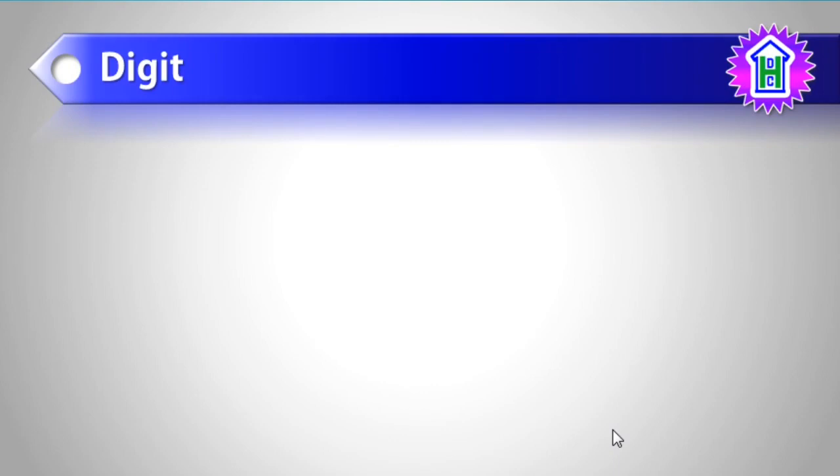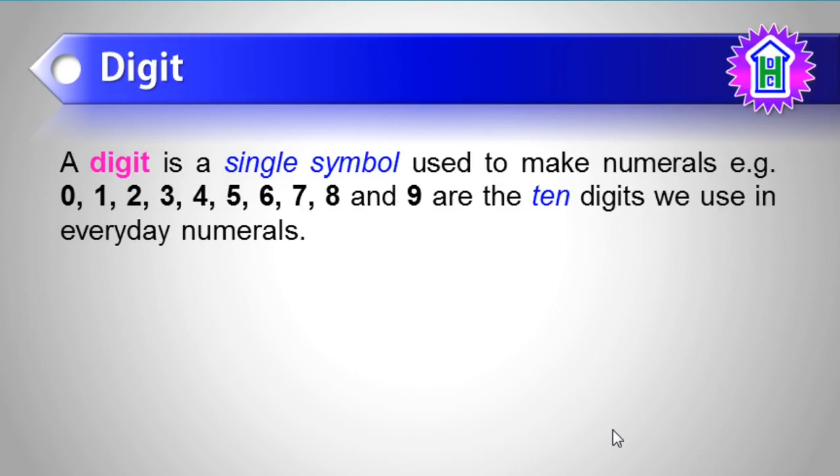So let us know what a digit is. A digit is a single symbol used to make numerals. For example, 0, 1, 2, 3, 4, 5, 6, 7, 8, 9 are the 10 digits we use in everyday numerals. So it is the most commonly used set of digits that we use to form numerals.